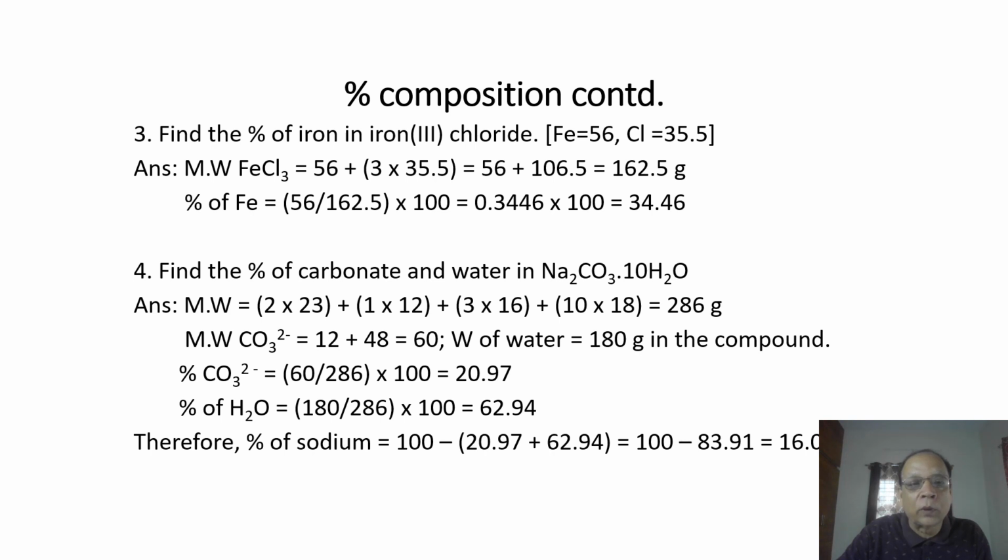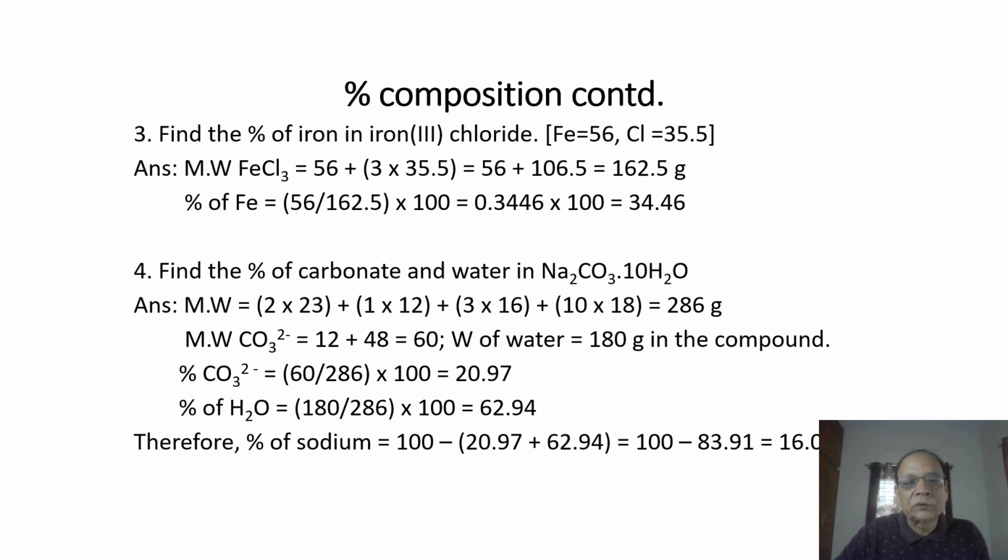So for 1 iron, 56 plus 3 into 35.5 for 3 chlorines, that adds up to 56 plus 106.5, and the total is 162.5. Percentage of iron is, applying the formula, 56 is the weight of iron, 162.5 is the weight of iron chloride, and that into 100 will give you 34.46.